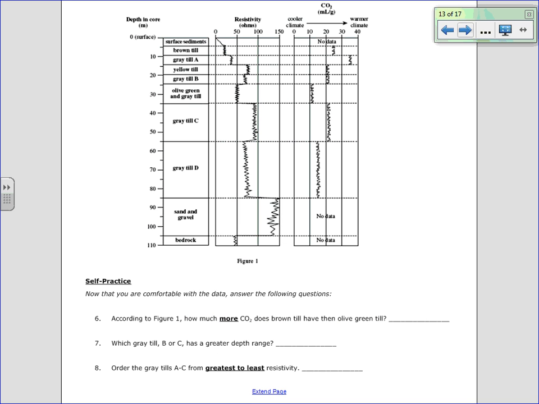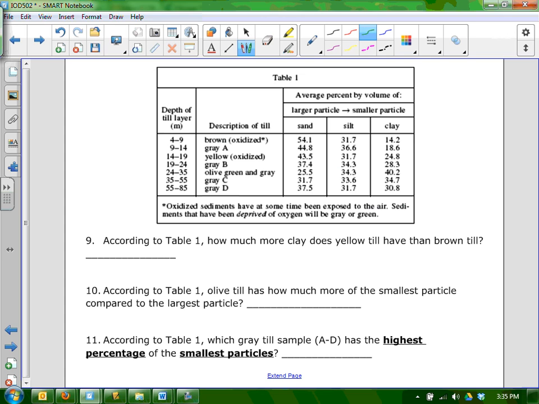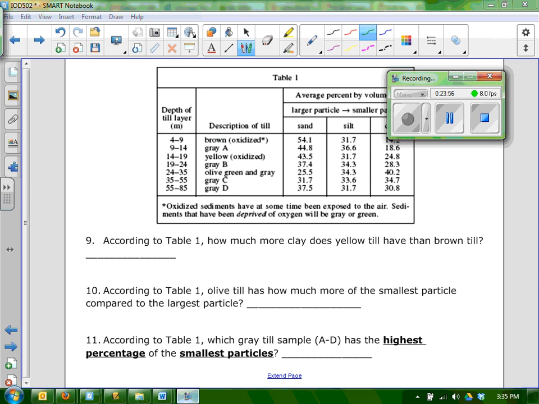Okay, what you want to do right now is go through 6, 7, 8, 9, 10, and 11 together with your groups, and then we'll go through the answers together. Right now, if you're watching at home, you want to press pause and go through the questions on your own. Press play when you're ready to go through the answers.